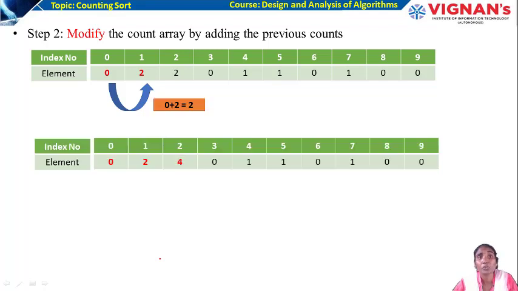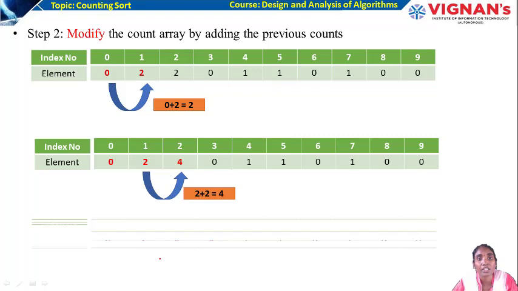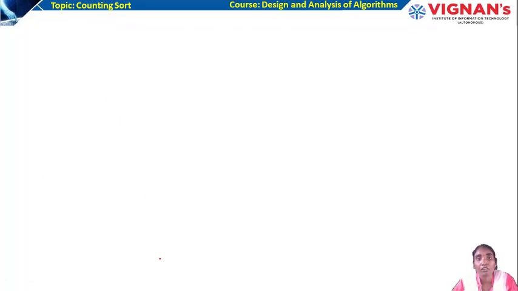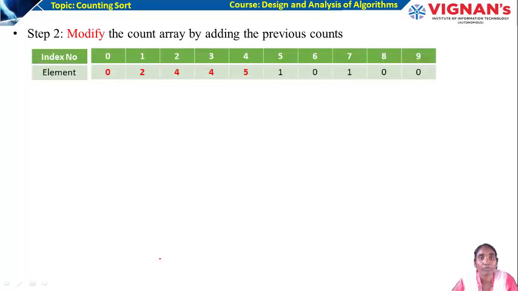So next is 2 plus 2, which is equal to 4. Now the next is 4 plus 0, which is equal to 4, which has to be filled in index 3. Now again the next is 4 plus 1, which is equal to 5, and then 5 plus 1, which is equal to 6, 6 plus 0, which is equal to 6. Likewise we have to add them.